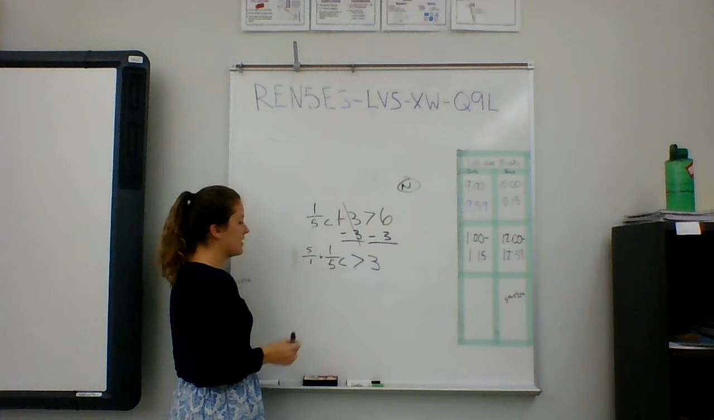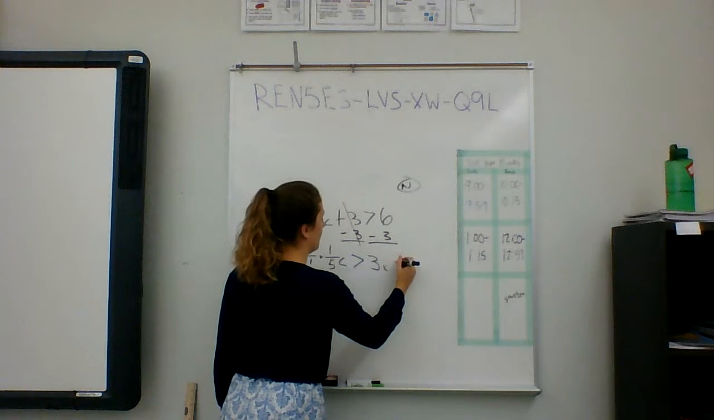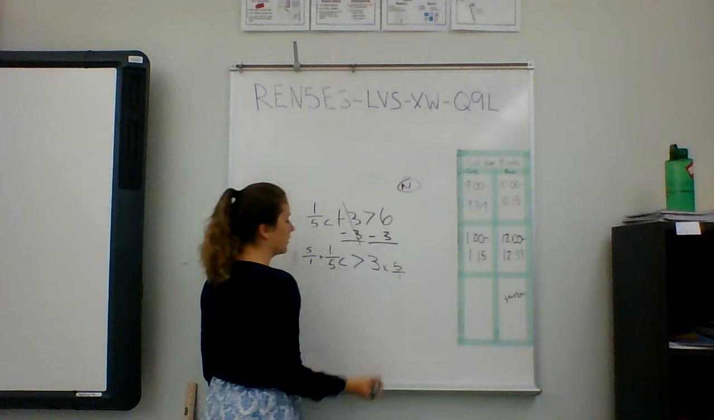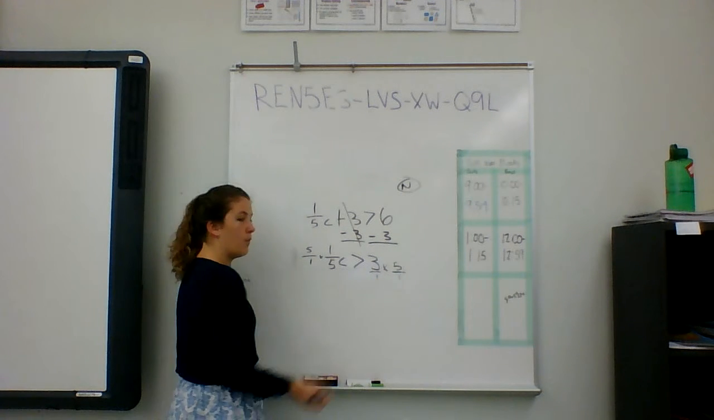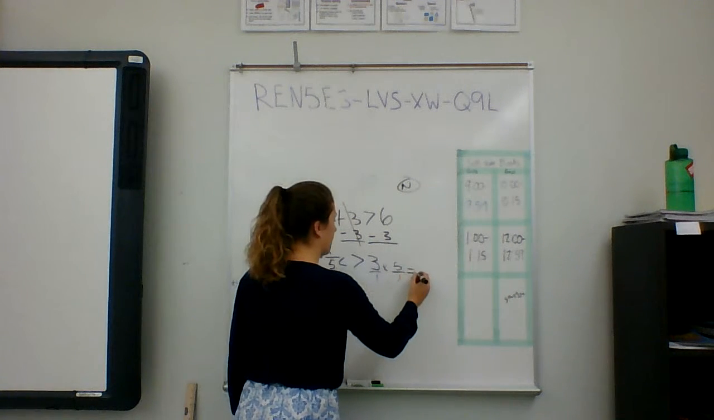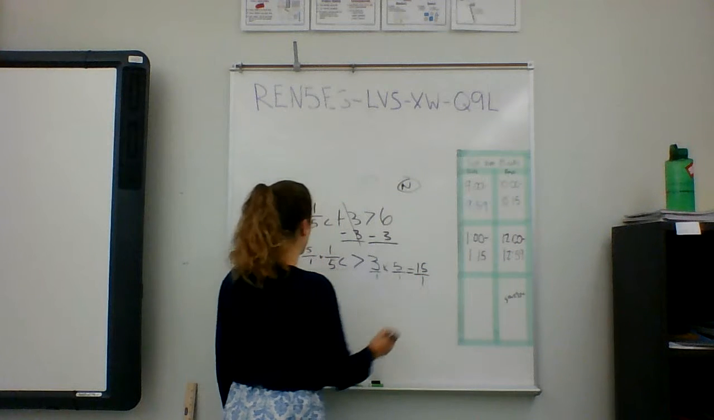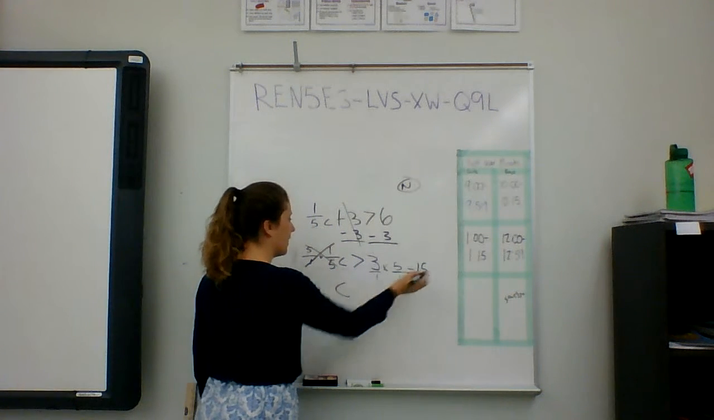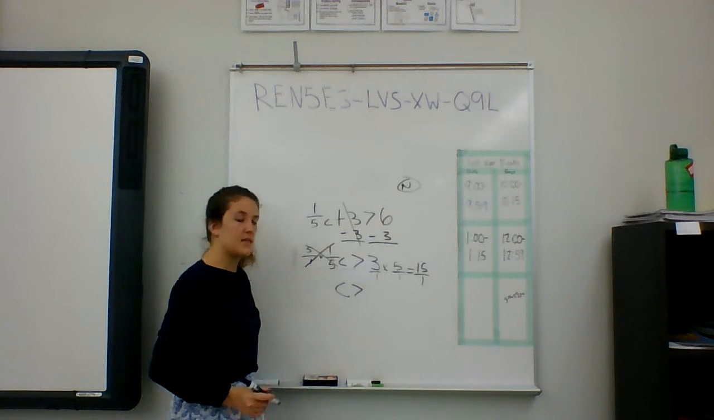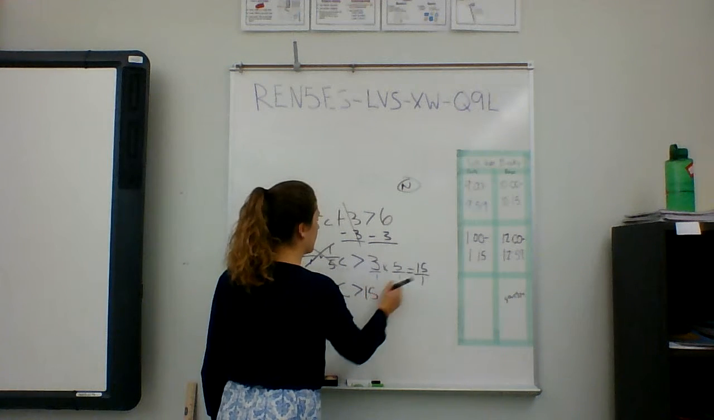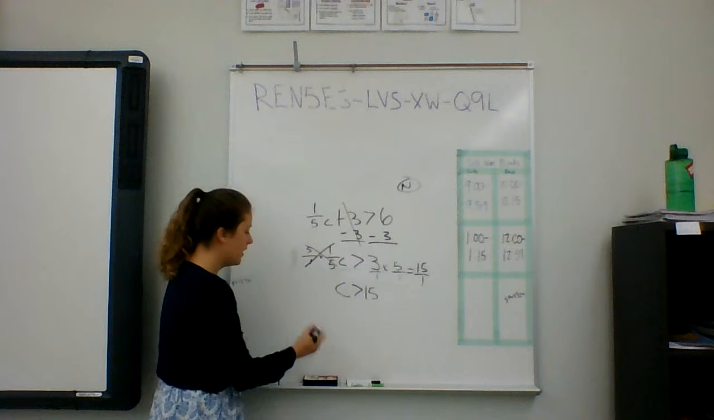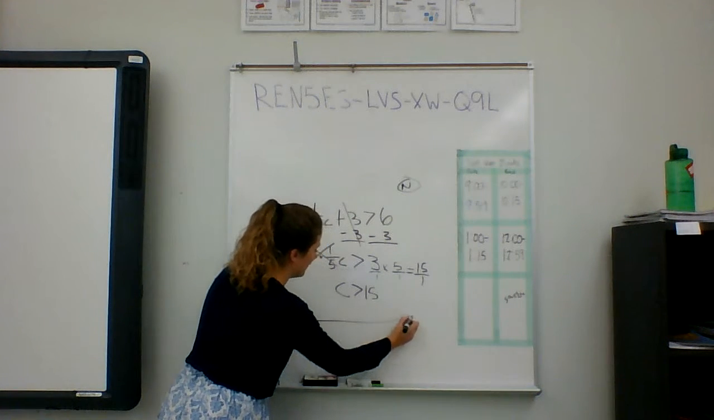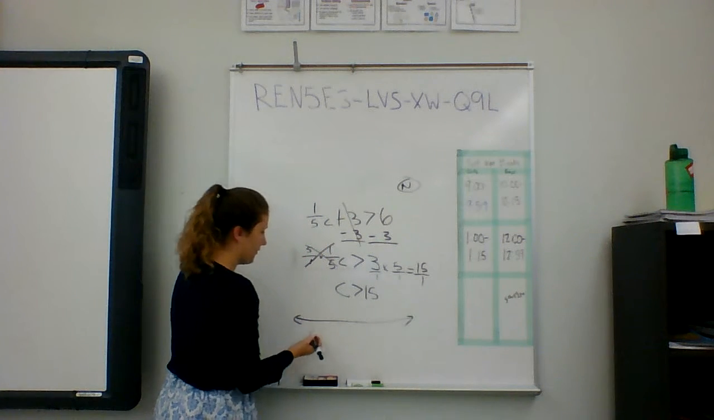So if I multiply this side times 5 over 1, I must also multiply this by 5 over 1. Well, 3 over 1 times 5 over 1 is going to equal 15 over 1. These cancel out to 1c like we had said. 15 over 1 is just the same as 15. Any whole number over 1 is just itself. And now I can graph my answer. C is going to be greater than 15.